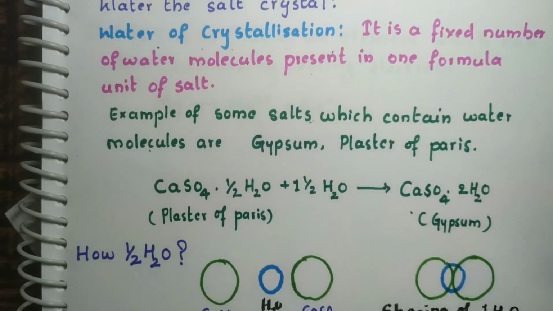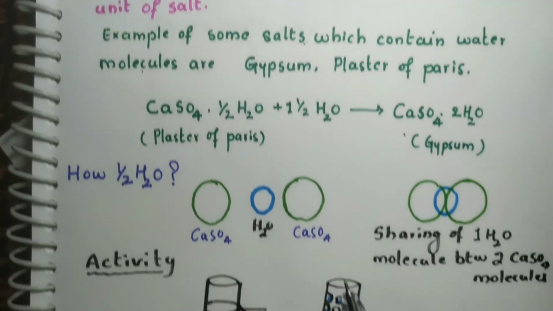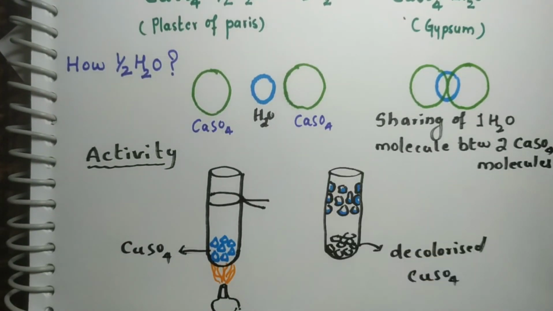Next we are going to study water of crystallization. Before going to its definition, let us do a small activity. Let us take copper sulfate, which is blue in color, sky blue color. When we heat it, it will turn colorless. The color of the copper sulfate changes. It will turn pale. And also we see that water droplets are in the test tube.